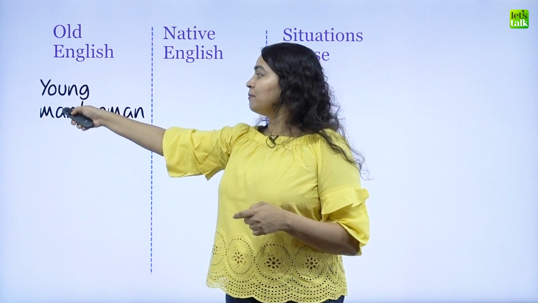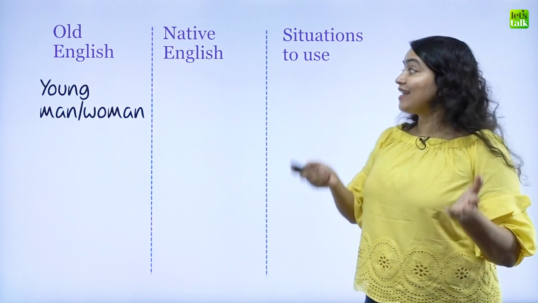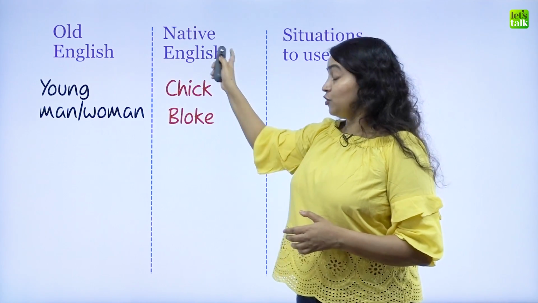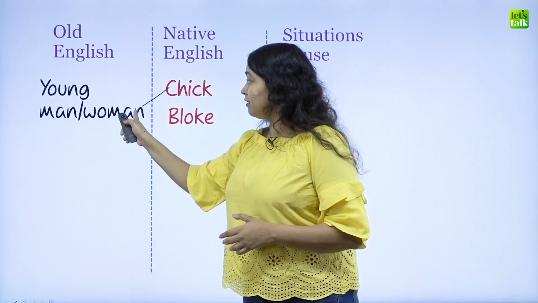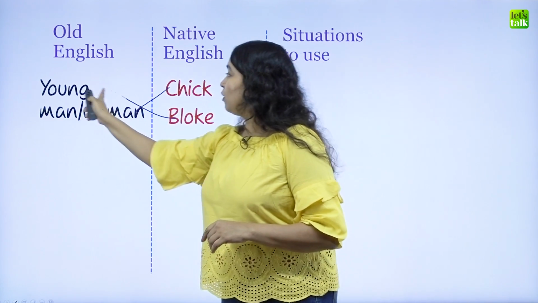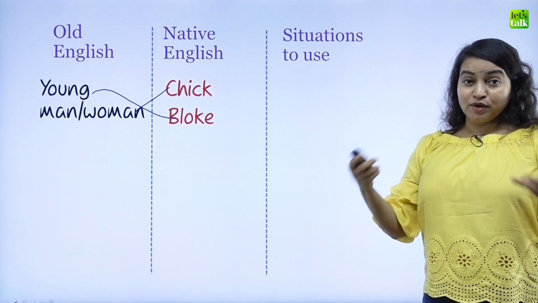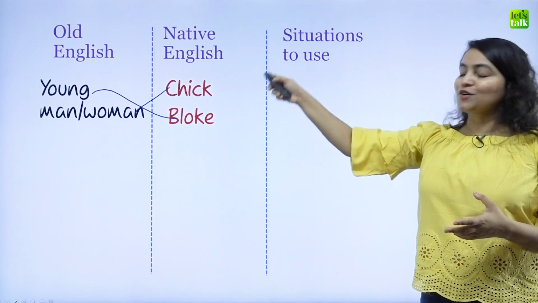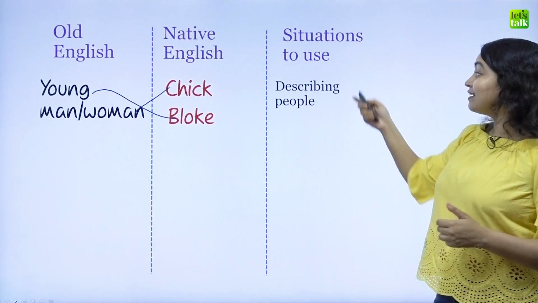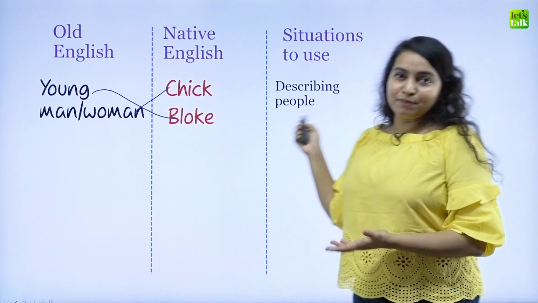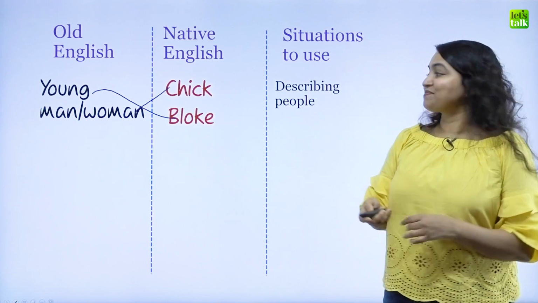Do you call a young boy a young man or a young woman? Nothing wrong with that. However, native English users use the word chick to talk about a young woman, and they use the word bloke to talk about a young man, right? So a lot of times when you read a book or when you're watching a movie, you will come across these two words when you're actually looking at people having informal conversations. Again, when do we use this? When we're describing people. Like I said, if it's a woman, she's a chick. If it's a man, it's a bloke.